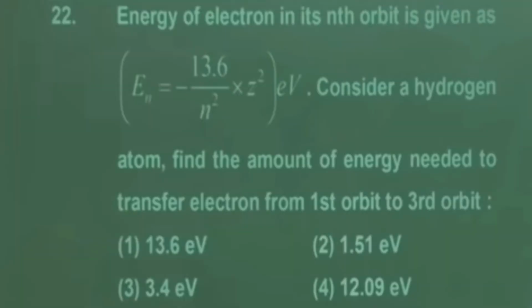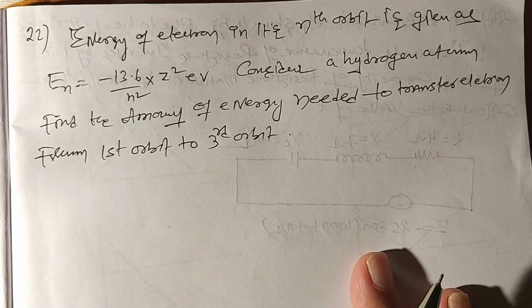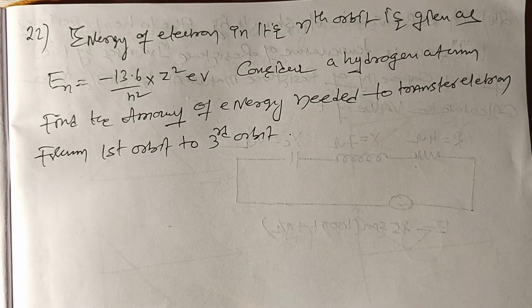Energy of electron in its nth orbit is given as En is equal to minus 13.6 by n square into z square electron volt. Consider a hydrogen atom. Find the amount of energy needed to transfer electron from first orbit to third orbit. This is very basic question. Right.